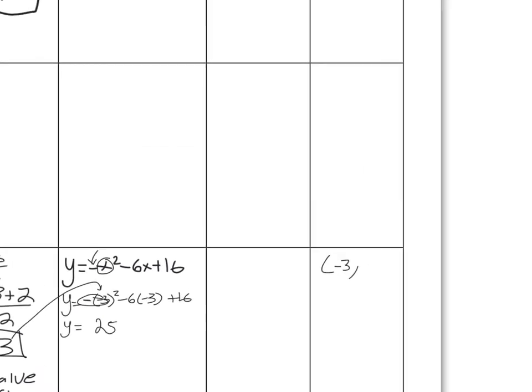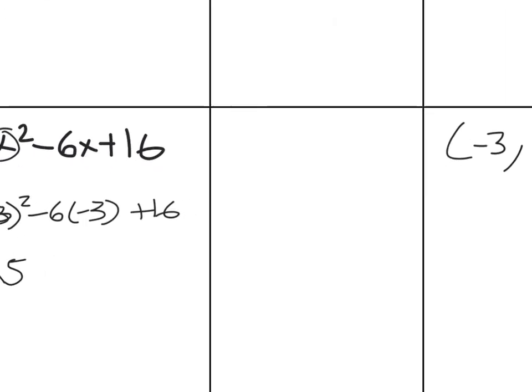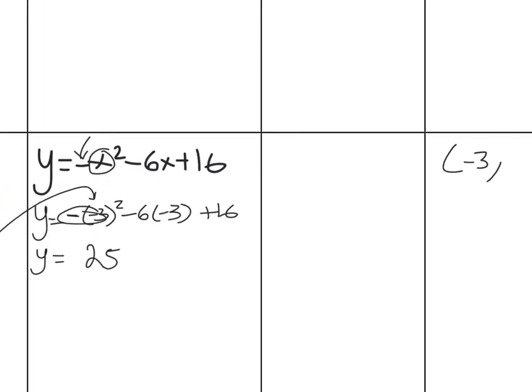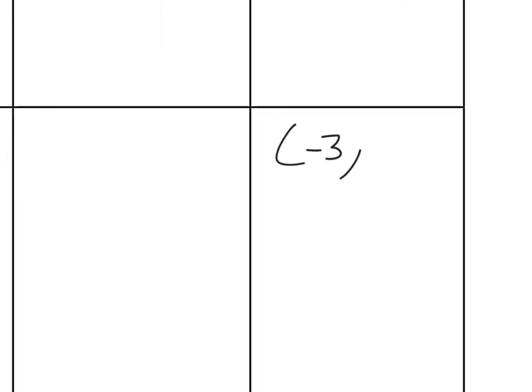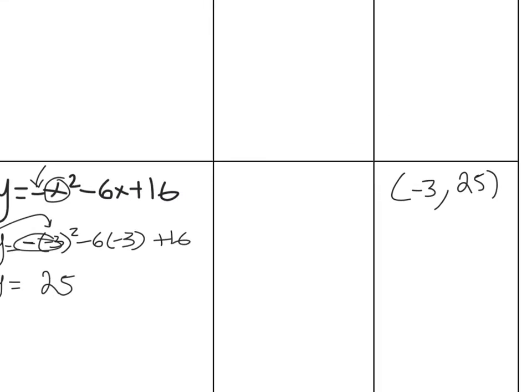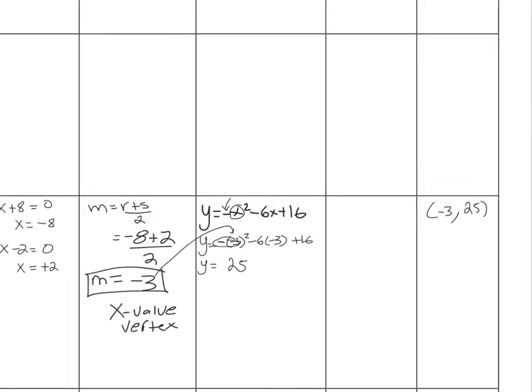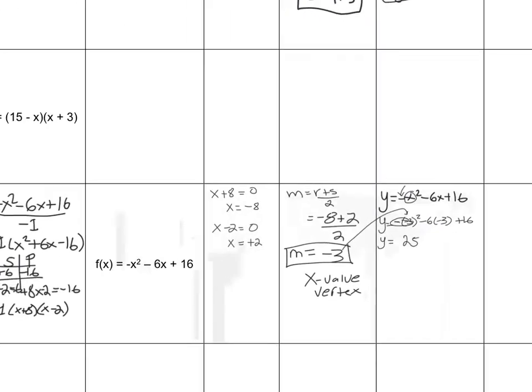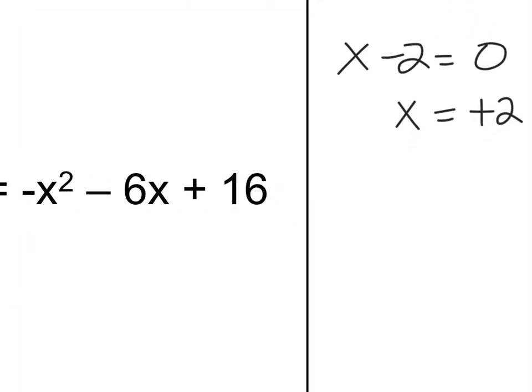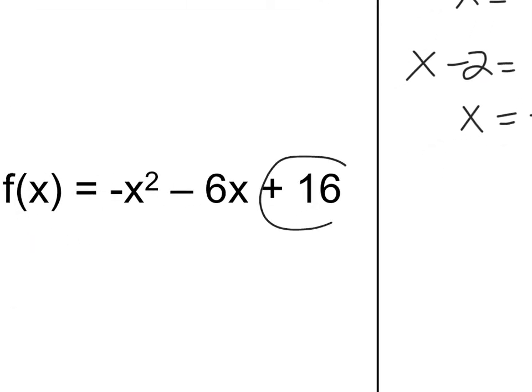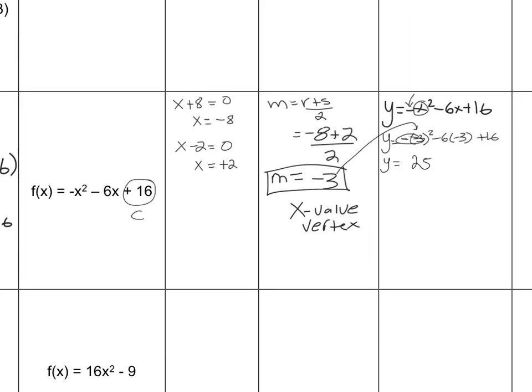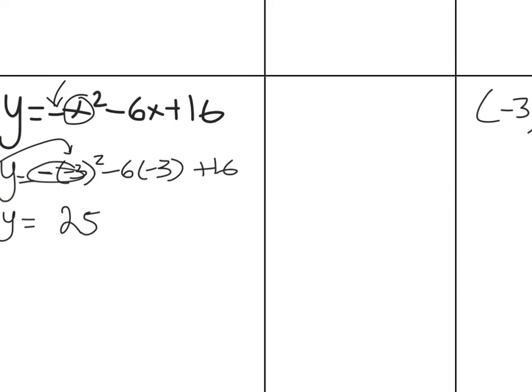Our next part that we'll need to figure out, sorry, we'll just write that in too. We'll write in our y value for our vertex, which is 25. Our next part that we have to figure out is the y-intercept. So the y-intercept comes from my standard form, or subbing in an x value of 0. So there's my c value, which is my y-intercept. So we can go over and write in that our y-intercept is positive 16.